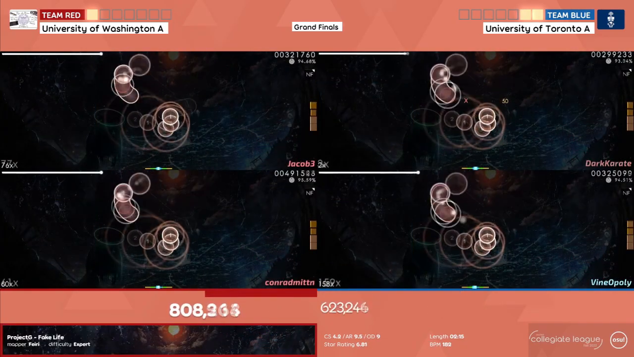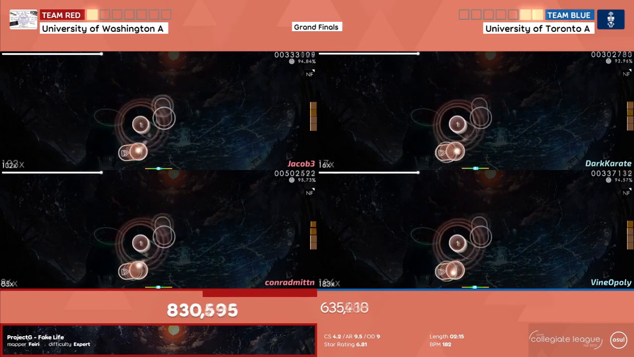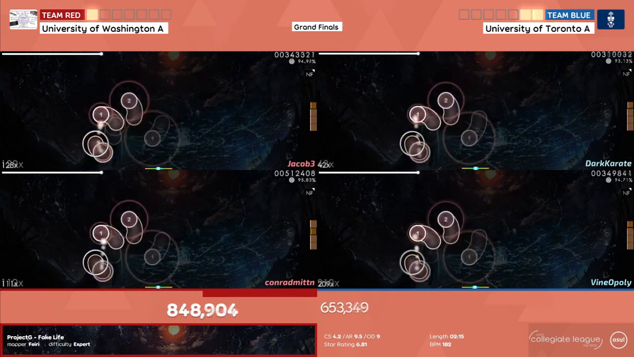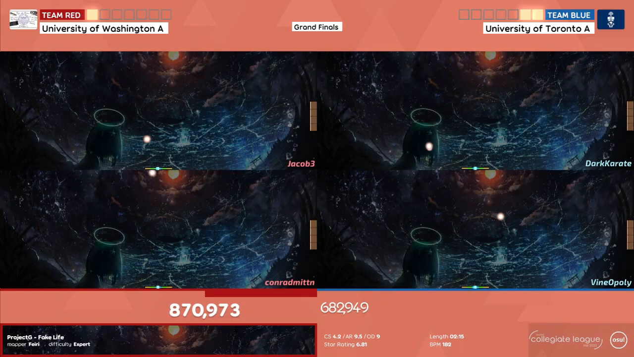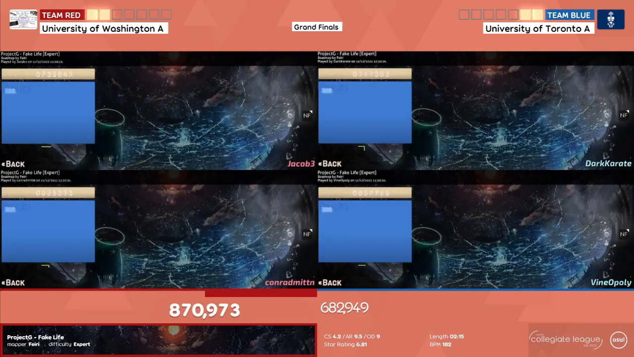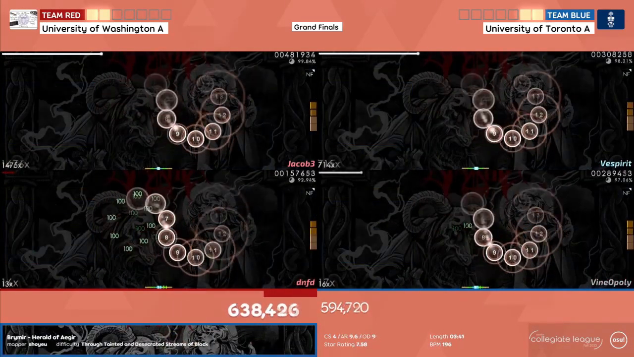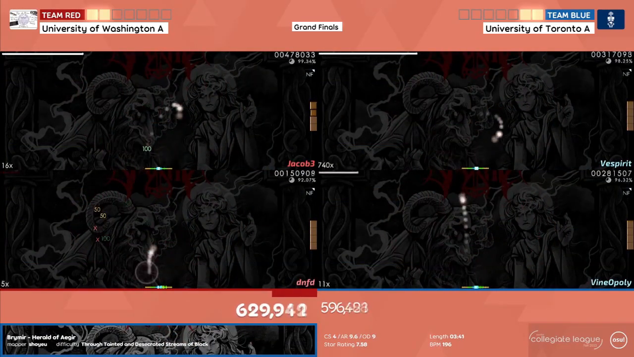But yeah, no. Rhinopolis fighting with the Dark Karate, fighting in this again. University of Washington has no combo. University of Toronto has no combo. The score lead will slide in a little bit, but there's no more map. So that's going to give the point to Washington. That's going to be it. Give this point right away to Washington.